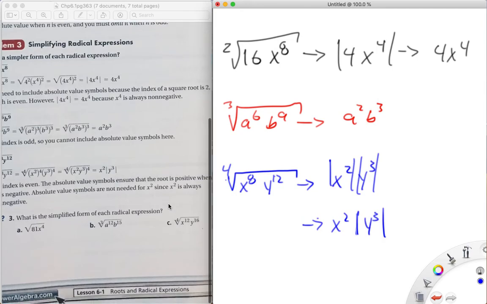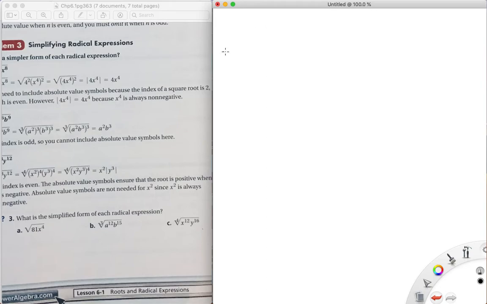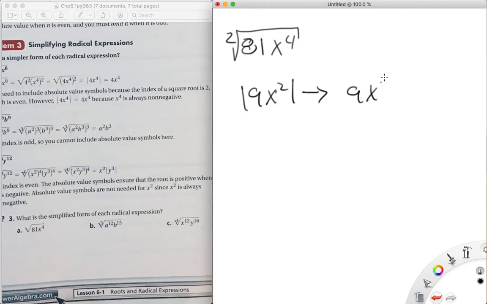All right, 81, x to the 4. Again, I like to put this here. I know this is 9. 4 divided by 2 is 2, so it's x squared. Absolute value, but since this x is already squared, I know that whatever number I put in here is going to keep it positive, so I say that it's 9x squared.